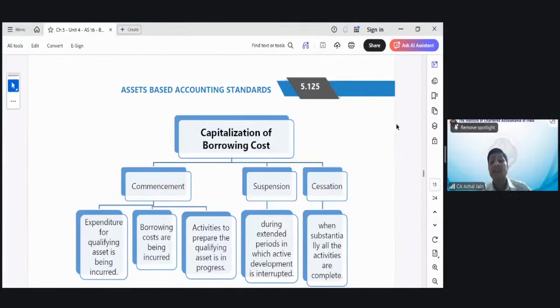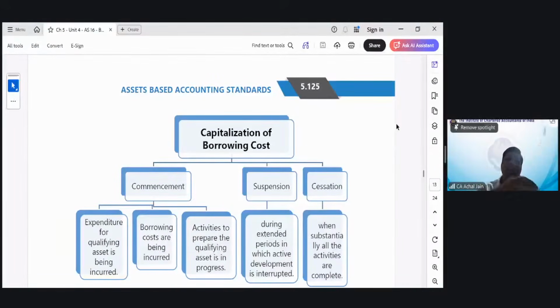In terms of suspension, let's suppose active development is interrupted and that's something abnormal in nature, that's when you will not capitalize. It's a kind of suspension, correct? And then once the asset is ready for use, or you can say the borrowing cost is not incurred, whichever is earlier, that's when you will say it will be ceased, right? Yeah. So that's how you'll have to look into it, correct?